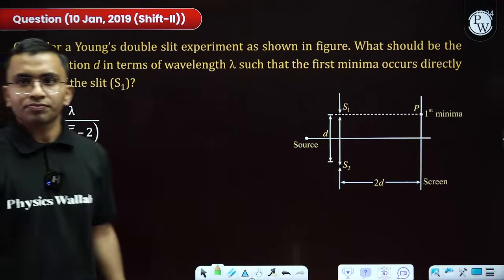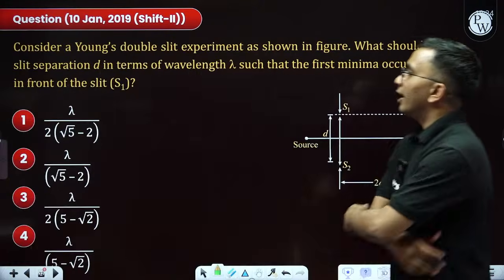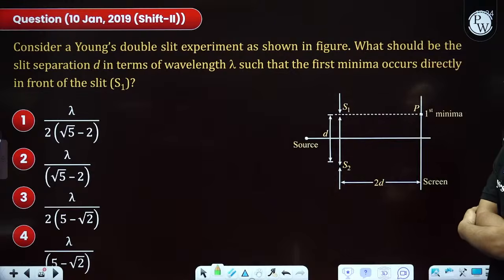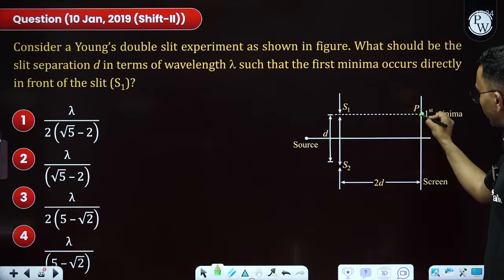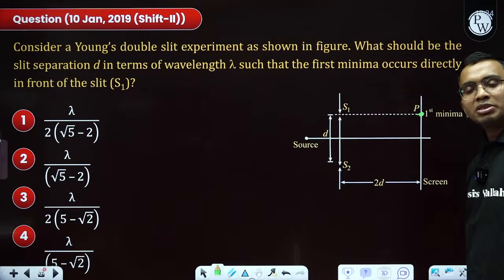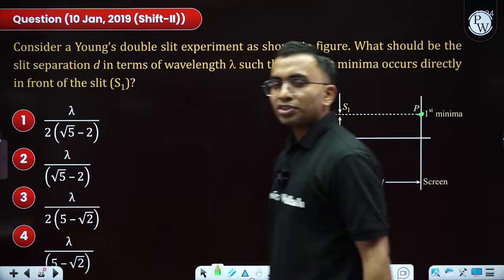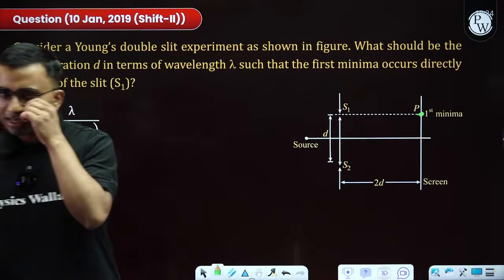Next question. Consider Young's double slit experiment as shown in the figure. What should be the slit separation d in terms of lambda such that first minima occurs directly here? So here should be first minima. Where the first minima happens, lambda D by 2d.